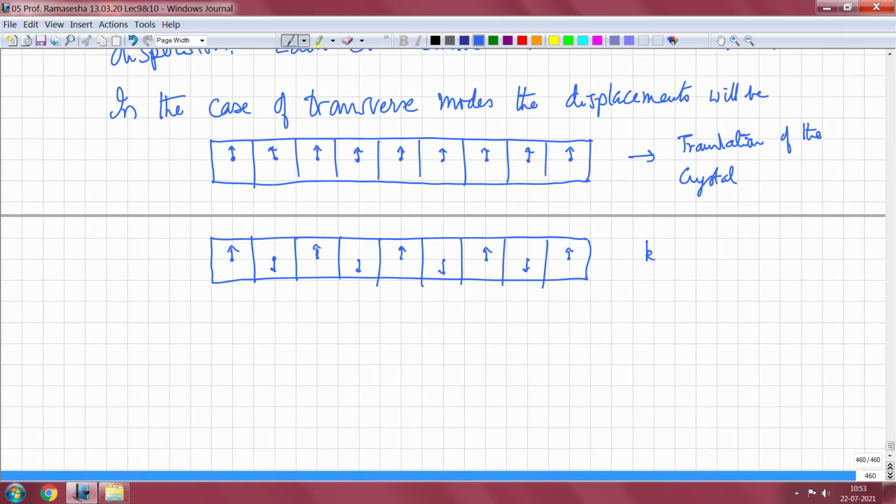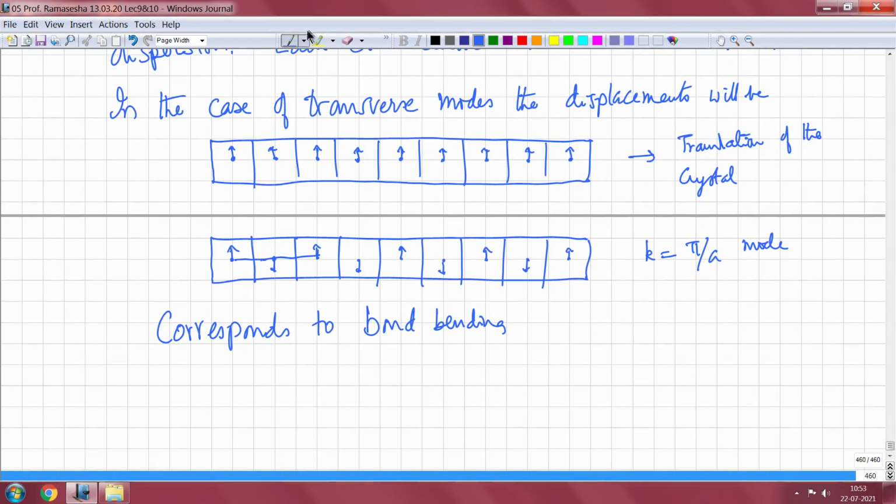Then this is actually a k equal to pi by a mode, and it is transverse, and it actually corresponds to bending of the bonds, bond bending, because for example, this bond that is there here, after this motion it will look in the following way. So this will go up, this will come down, this will go up. So this bond has bent.